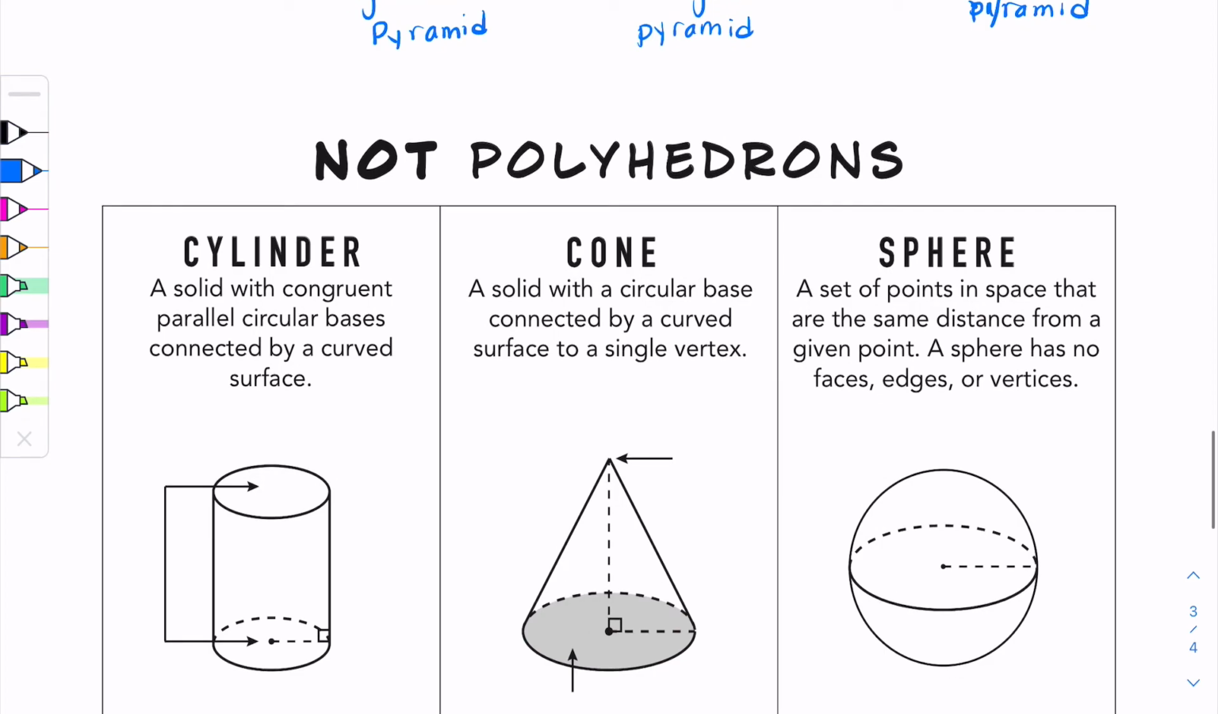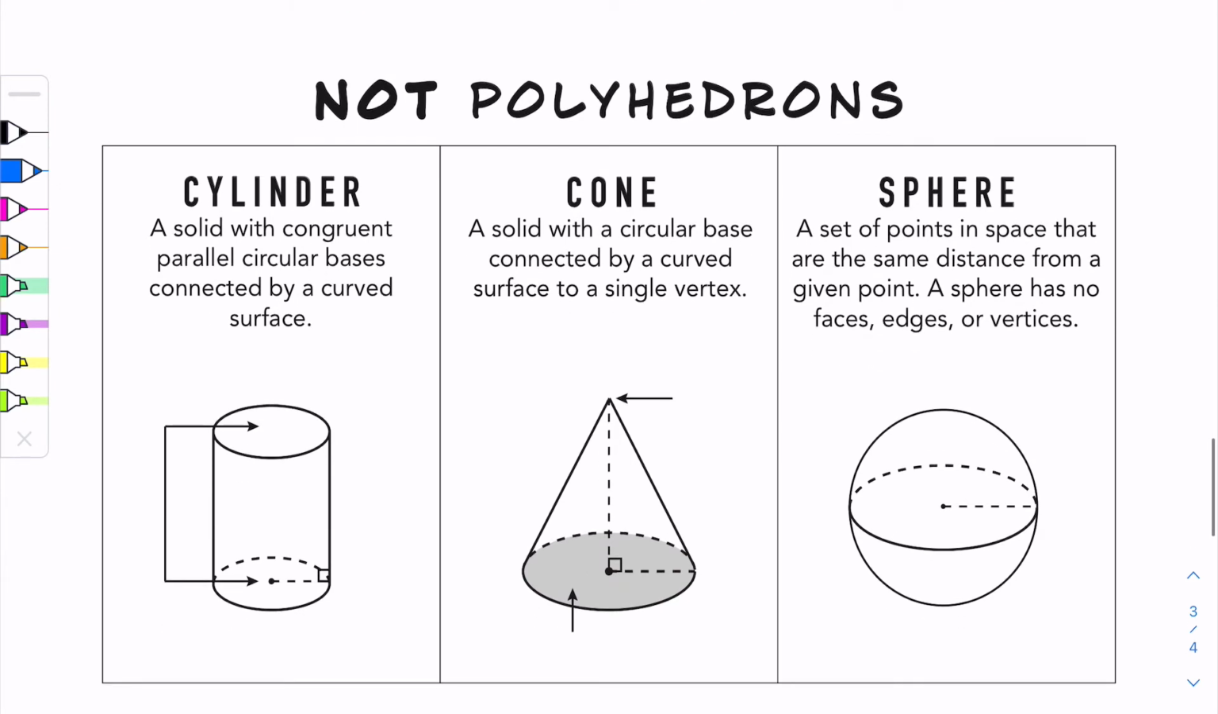Next, we're looking at a few figures that are not considered polyhedrons. And I actually jumped ahead a little bit on the previous example when I used a soda can as an example of a prism. A soda can is not an example of a prism. I'm sorry, I keep mixing up my terms. It is, in fact, an example of a cylinder. So that's what I was thinking when I said that.